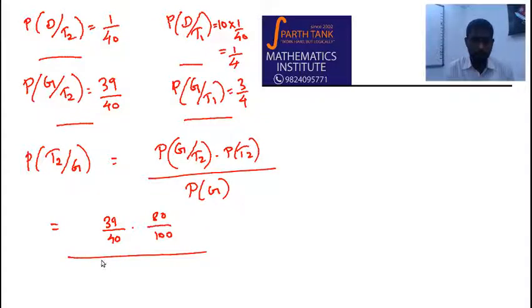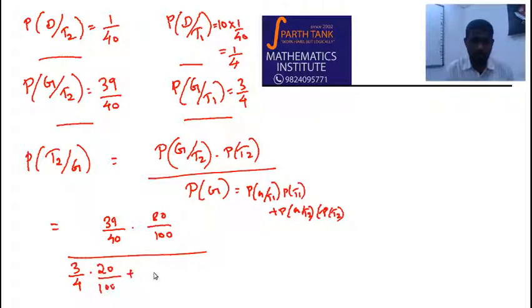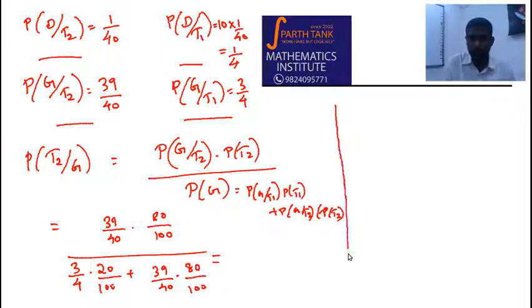By probability of good, of course we will write as probability of G given T1 into probability of T1, plus probability of G given T2 into probability of T2. So probability of G given T1 we found as 3 by 4, and that produces only 20% of the computers. And we know G given T2 is 39 by 40 into 80% of the computers. So what happens to our calculations? Again, the 100 can be cancelled out.